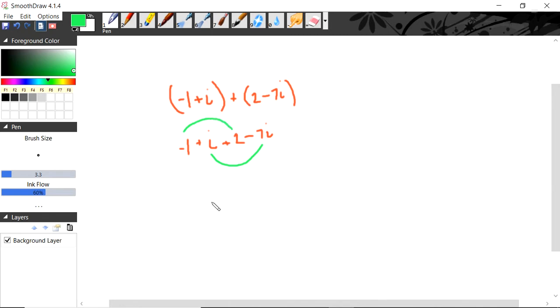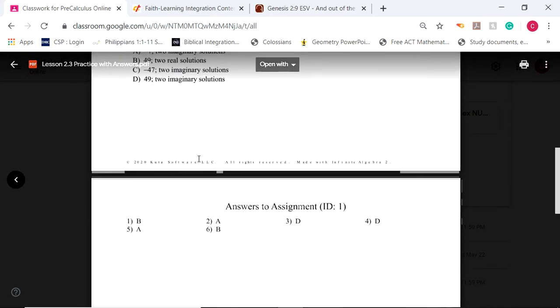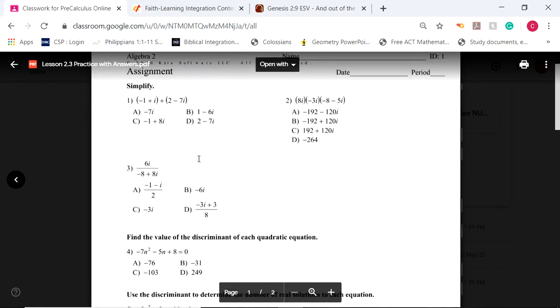So when I combine my real numbers, I'm going to get negative 2 plus 1, which is 1. And then 1i minus 7i's is minus 6i. And that's how you get B as your answer for that, which is what we got.